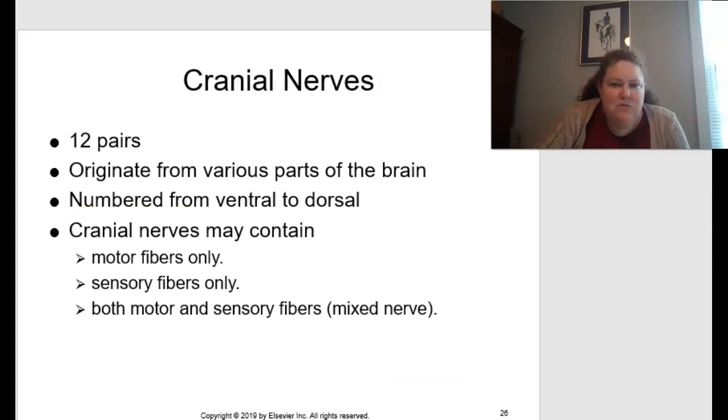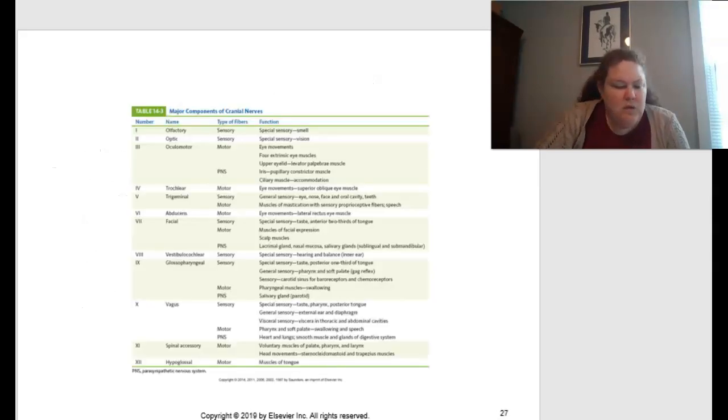So moving on to our cranial nerves. There are 12 different pairs, and these are going to originate from various parts of the brain. They're numbered from ventral to dorsal, and the cranial nerves may contain motor fibers only, sensory fibers only, or both motor and sensory fibers, and these would be considered mixed nerves. So here is a good table. It's table 14.3 on page 332 of your book, and these are major components of the cranial nerves.